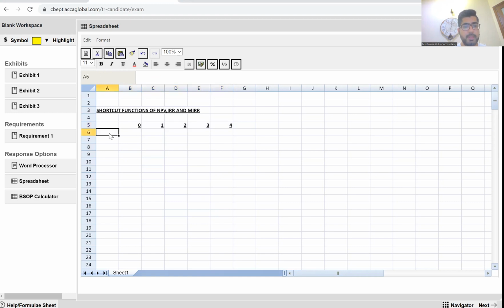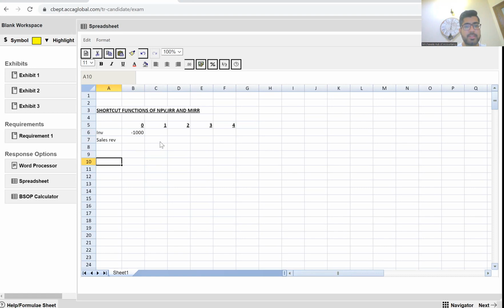You make columns. Now, firstly, investment comes. Let's suppose investment is minus 1,000, it's an outflow. Then sales revenue. So sales revenue is selling price into units. Let's suppose the year 1 revenue is 2,000 positive. It's an inflow. Year 2 is 2,500, year 3 is 2,400, and year 4 is 2,200.